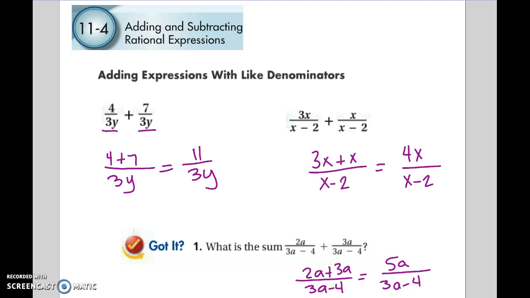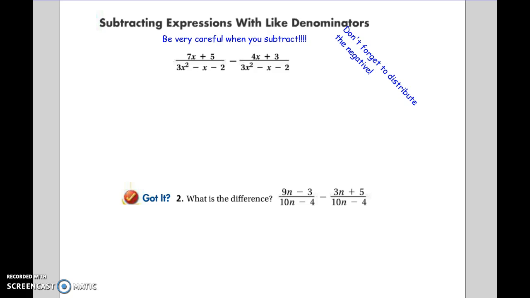Okay, check your answer. Alright, so again here are like denominators, but here we are subtracting. And when you subtract, yes, you're still going to put them over one denominator because they are the same denominator. But you have to remember that that minus sign has to be distributed to both numbers over here. So you need to make sure that you distribute that negative to the 4x and the 3. Because they're both being subtracted, not just one.